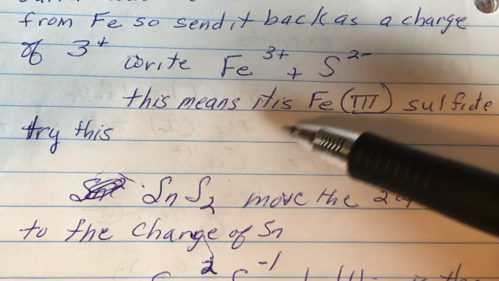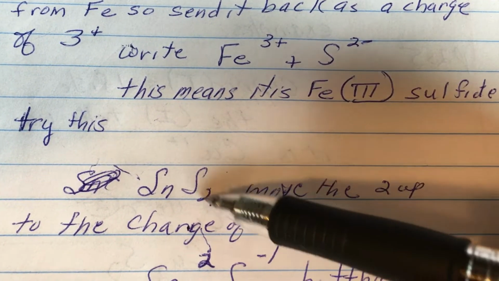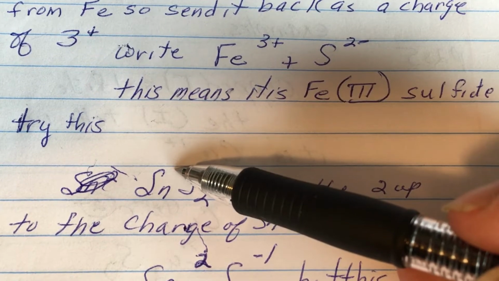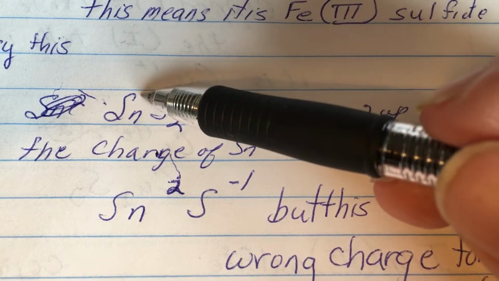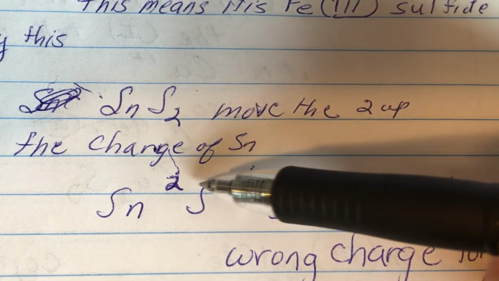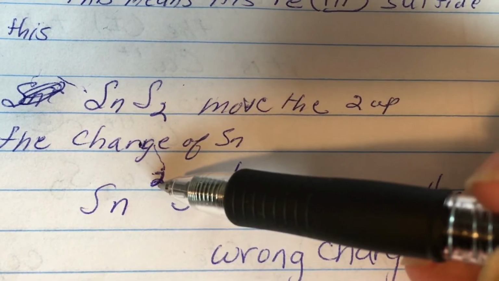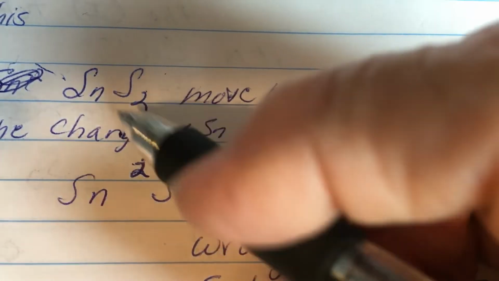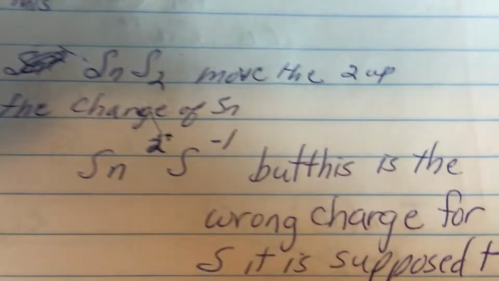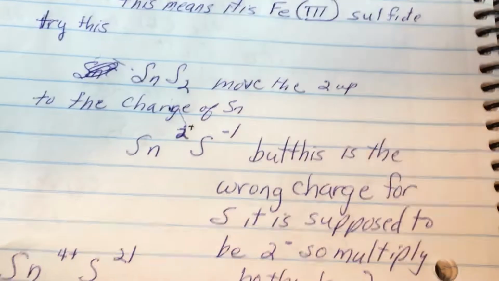Move the 2 back up here. So this tells you, and this is always going to be a positive because we're moving it to the cation, that Sn has a charge of 2+, and sulfur has a charge of 1-. But now, if you're really with it, you will realize, no it doesn't. Sulfur has a -2 charge.